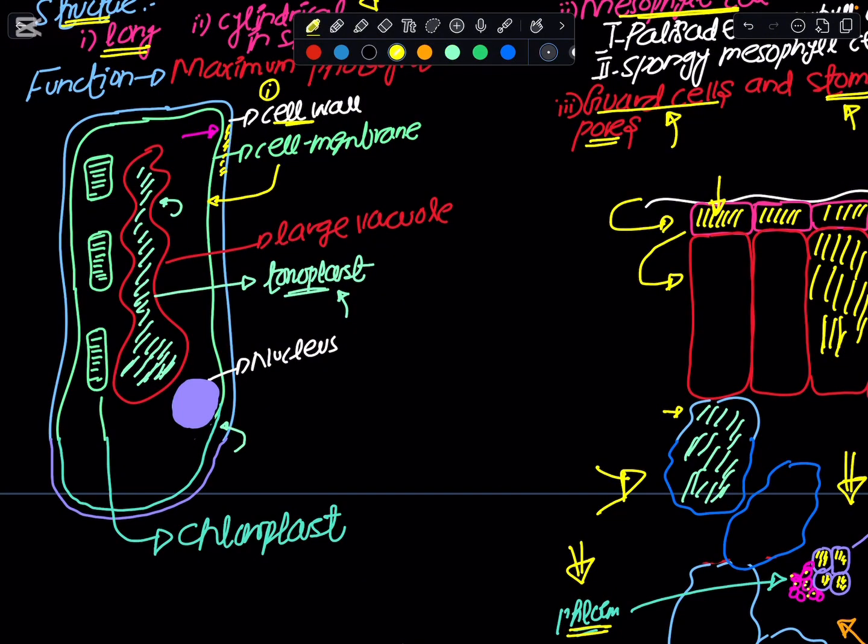And it's the case that this is a eukaryotic cell, so we would have the nucleus in palisade mesophyll cells as well. And now since the large vacuole is coming towards the center, it is pushing the nucleus to one side of the cell. Now the idea is: how are these palisade mesophyll cells adapted for maximum photosynthesis?